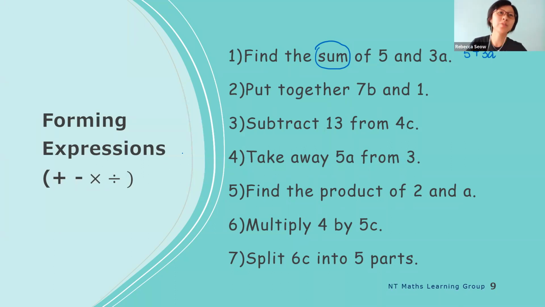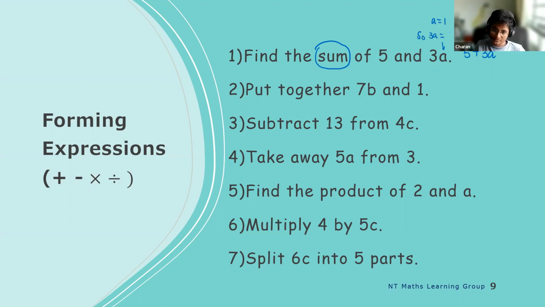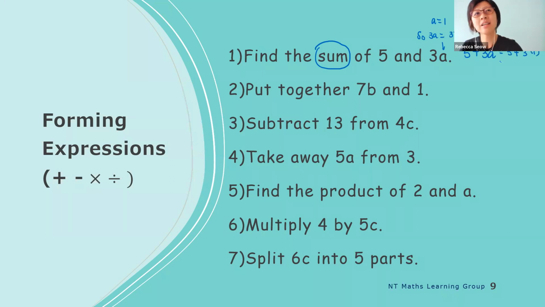Let's put in a value for a. If you're not so sure, we can always put in a value for a. Let's take a to be, say, 1. A simple number. So what would 3a be? You just take 3 times a, so 3 times 1, which is 3. Now let's work out 5 plus 3a. If a equals 1, that would make 5 plus 3 times 1, isn't it? So 5 plus 3 gives us 8.